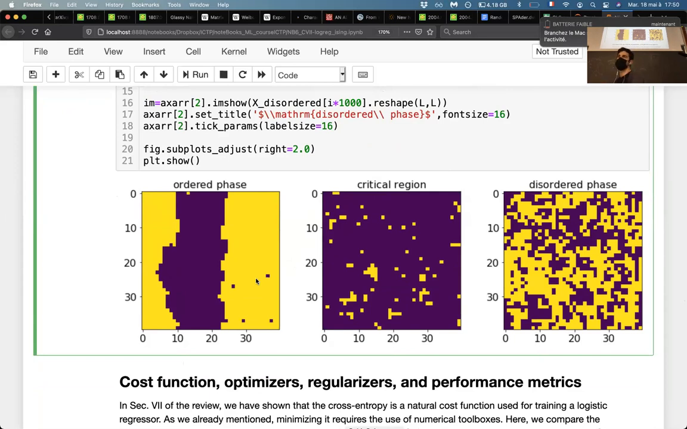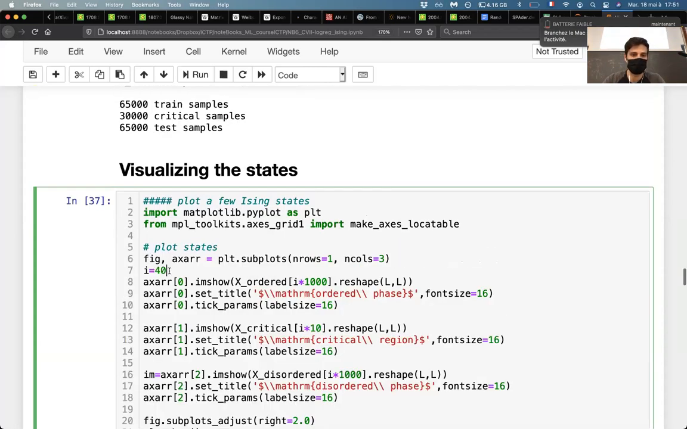In the critical region, you see that we have some flat regions, but also many spins that are in the opposite direction, okay? We are close to the phase transition. The system has not really decided here whether it's on the left or on the right of the phase transition, okay? And the last configuration here is a clearly disordered state. It's at high temperature. And we see that statistically, half of the spins are up and the other half are down, okay?